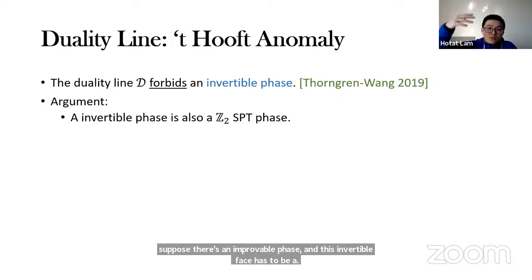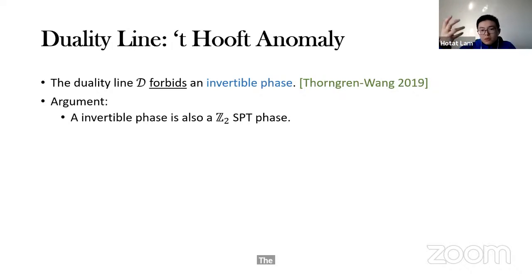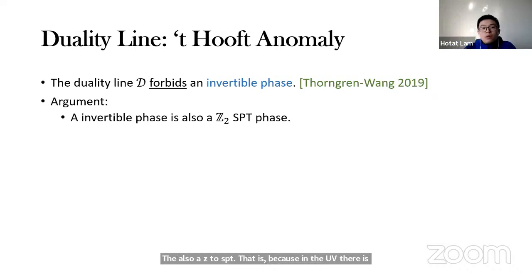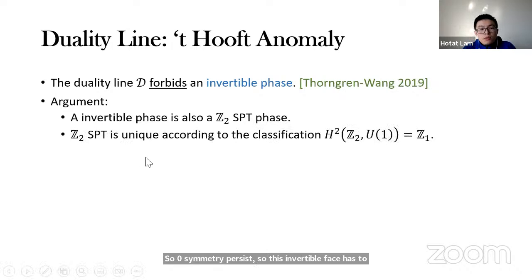That is because in the UV, there's a Z2 symmetry. So Z2 symmetry persists. So this invertible phase has to be a Z2 SPT. Okay. So Z2 SPTs are very well understood in 1+1D. They are classified by the group cohomology. And it turns out that there's only one unique Z2 SPT to talk about, namely the trivial one.